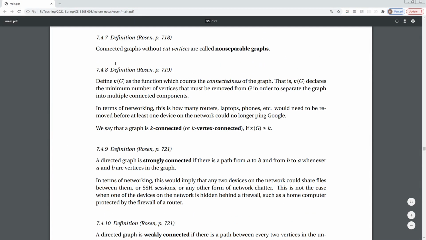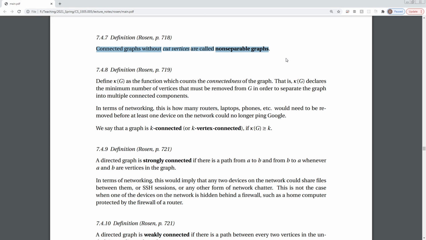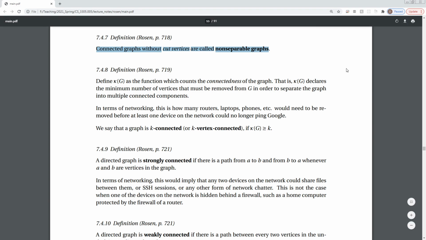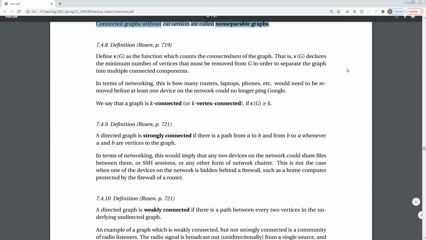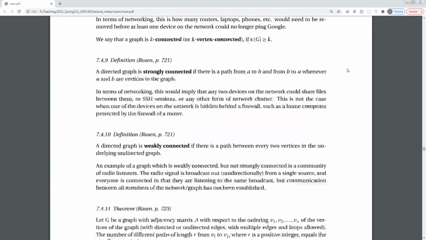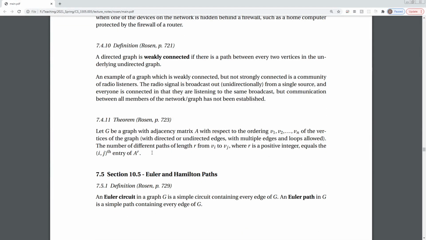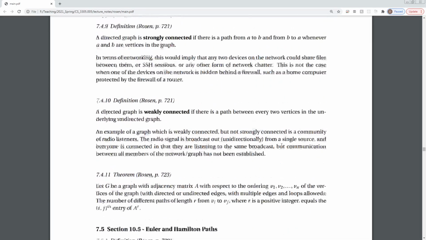Okay, so definition. Connected graphs without cut vertices are called non-separable graphs. In terms of computer networks, these are going to be networks with failover, where routing has multiple paths that can succeed in case of failure. Okay, let's see if we can make it through this theorem, and then we'll start 10.5 next time.